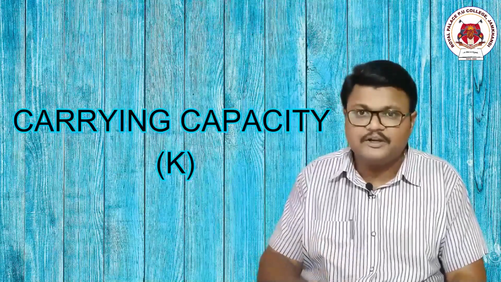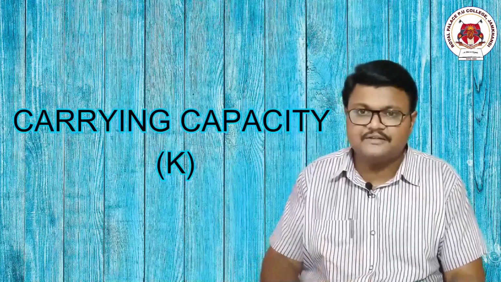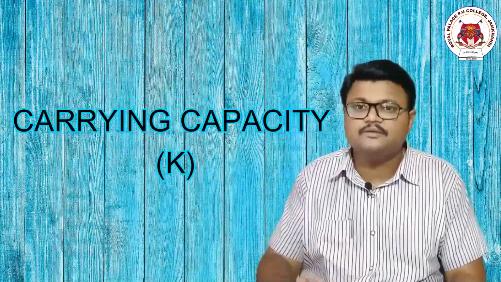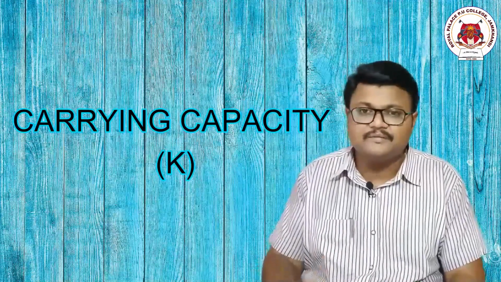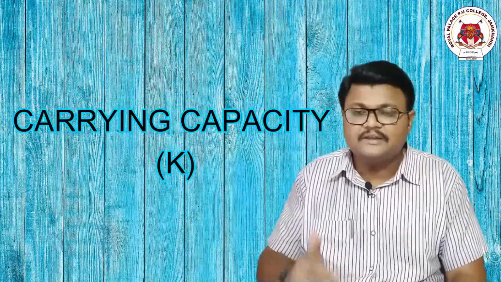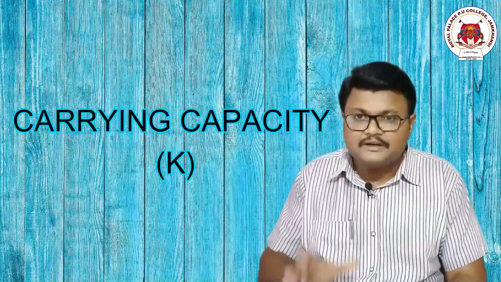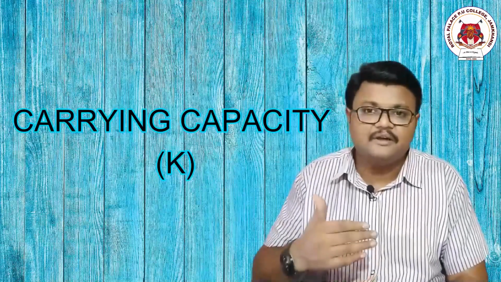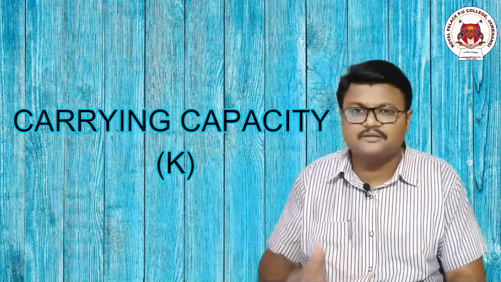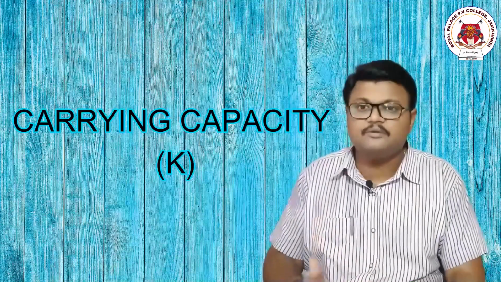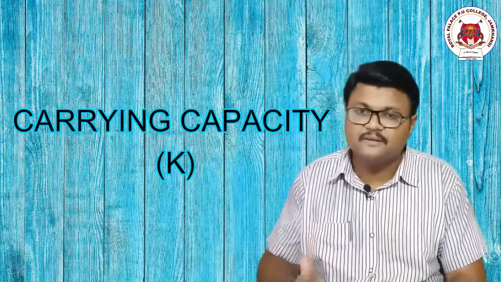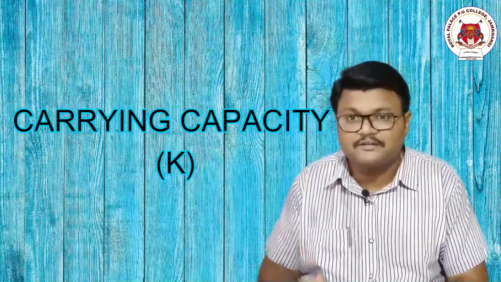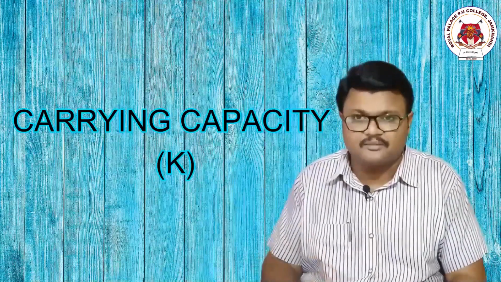So within that boundary itself, the forest says that this is my limit. The forest or the ecosystem says that this is my boundary, this is my capacity. It may be 100 organisms, 200 organisms, 300 organisms, and so on. Depending upon the number of organisms, the forest will have its own capacity. More than that, it is not possible for a forest to accommodate more organisms.